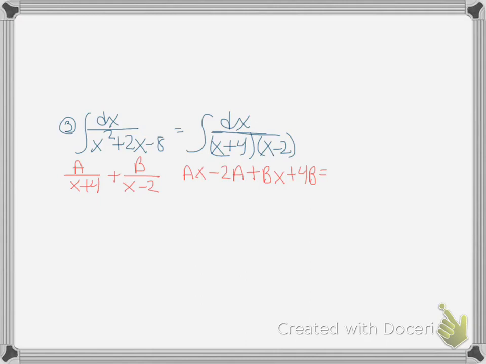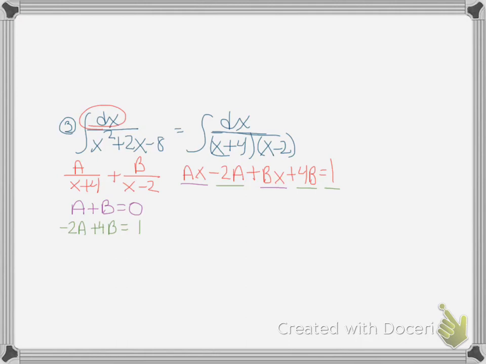And again, what is happening is this equals my numerator up here, which in this case is just 1. Put all the x's equal to each other, okay? So as a reminder, I have ax, I have bx. There's no x's over there. So I'm going to say a plus b equals 0 again. I'm now going to take the non-x's, put them together. So I have negative 2a plus 4b, and that's going to equal 1.